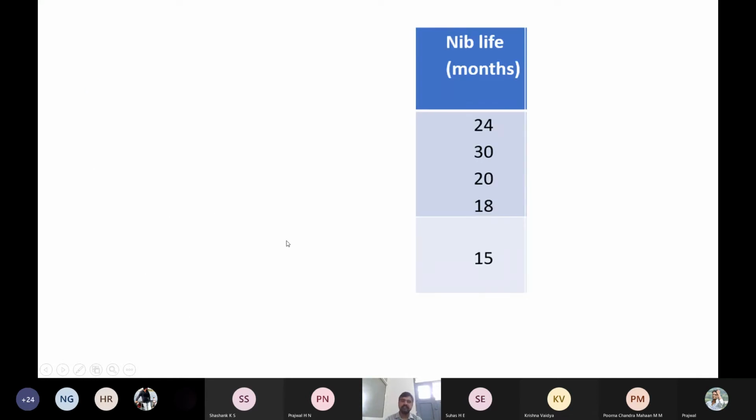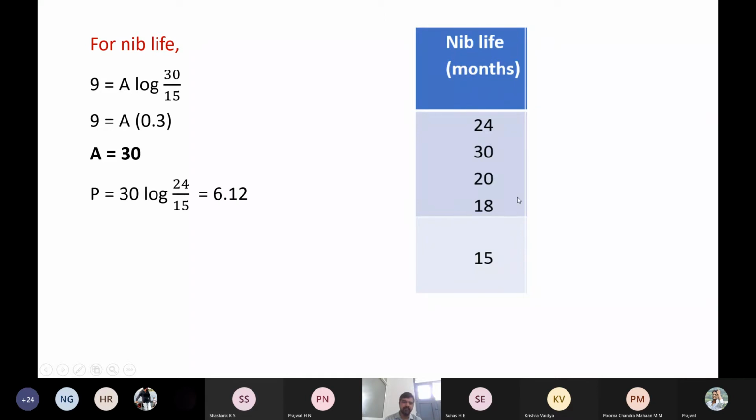Okay, next parameter, nib life. For which one can you assign 9? 30. B has 30 months, so for B you can assign 9. Directly I am making use of the equation, directly I have assigned 9. For 30, the minimum acceptable value is 15. Next, I can find preference values for the remaining. For 24, it is 6.2. For 20, it is 3.75. For 18, it is 2.38.